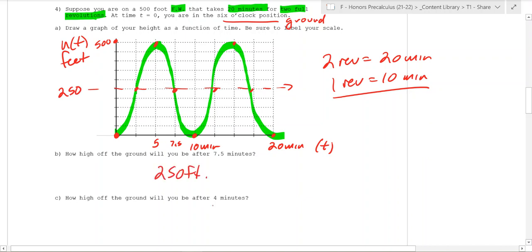How high off the ground will we be after 4 minutes? 4 minutes is a little tricky because you have to estimate it, because you know this is 2.5, so you know 4 minutes is going to be right about here. If you had to estimate this, this is going to be 250, this is going to be 400, so maybe like 425, around 425 feet. Well, not degrees, feet. That's an estimate. You don't know exactly.